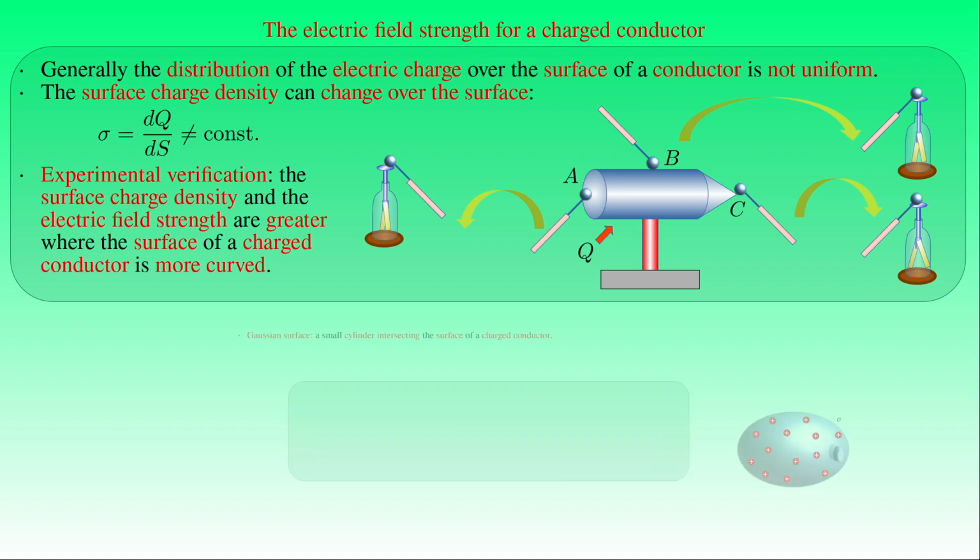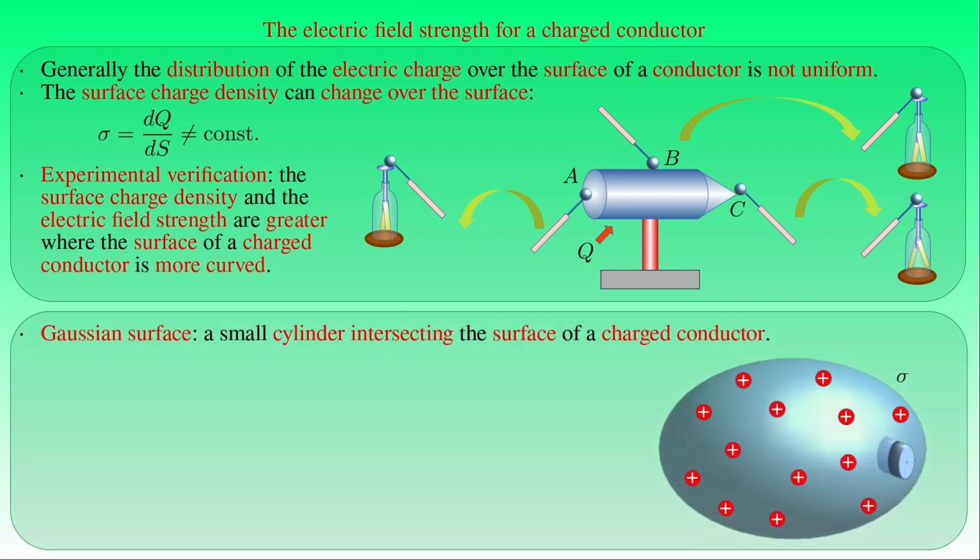Let us consider a small cylinder intersecting the surface of a charged conductor as seen in the figure. Since the electric field strength E vanishes within the conductor, it gives a contribution to the electric flux passing through the cylinder only outside the surface of the conductor. If the cylinder is small enough, then the electric field lines emanating from the surface of the conductor in the normal direction remain parallel with the curved surface of the cylinder and they pass through only its top.